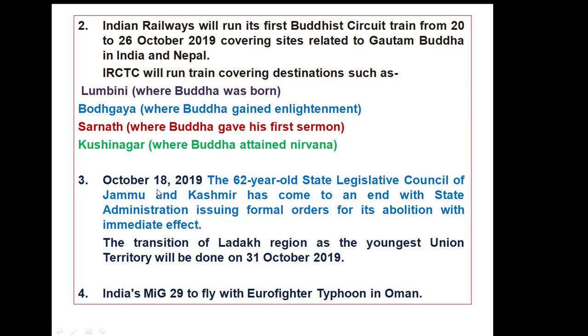Okay, next. October 18, 2019. The 62-year-old State Legislative Council of Jammu and Kashmir has come to an end, with the state administration issuing formal orders for its abolition with immediate effect from October 18, 2019. The transition of the Ladakh region as the youngest union territory will be done on the 31st October 2019. So it's very important that now the 62-year-old Legislative Council of Jammu and Kashmir has come to an end.